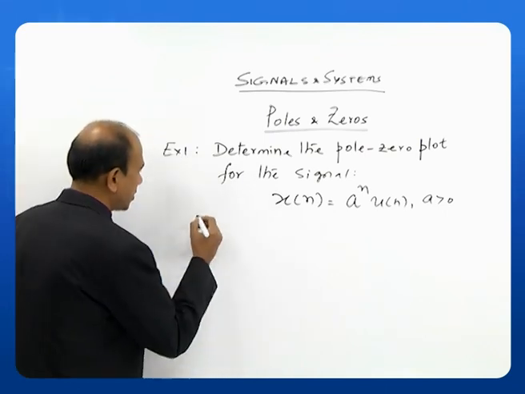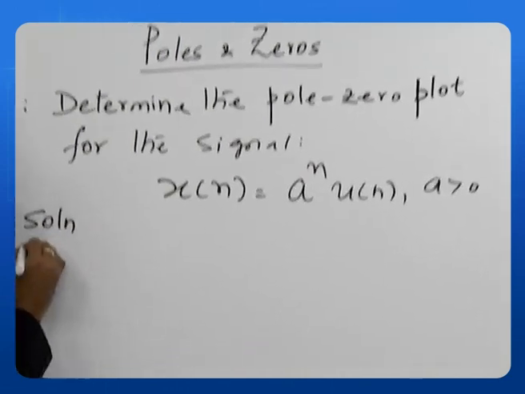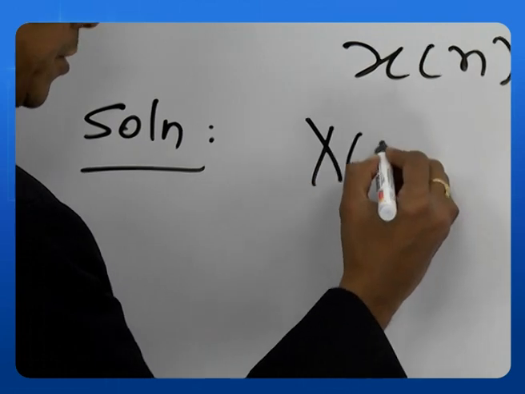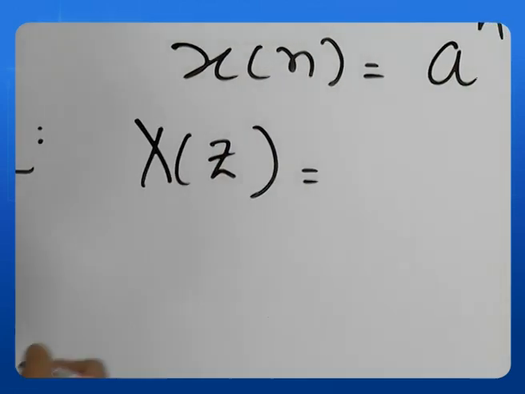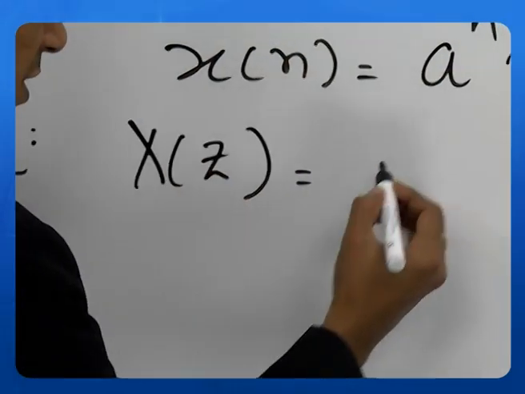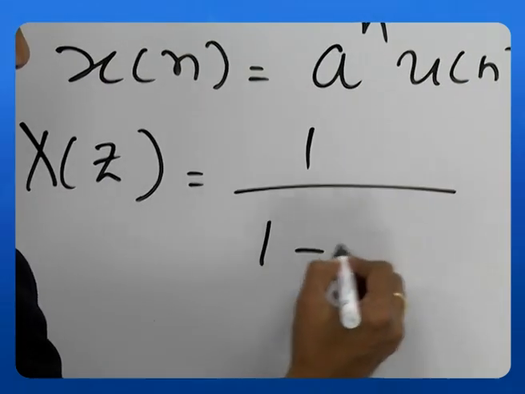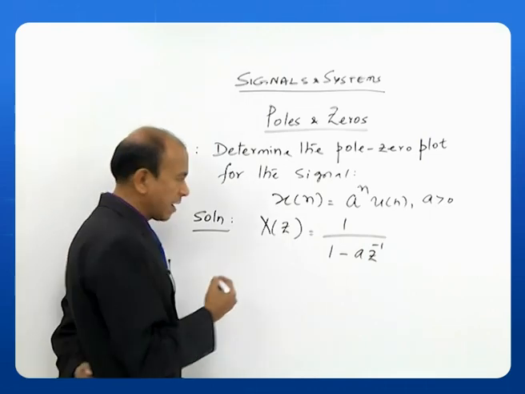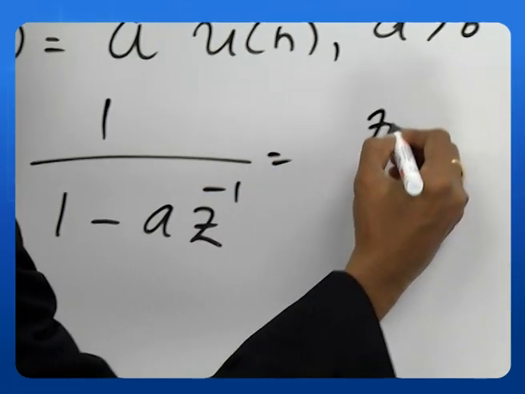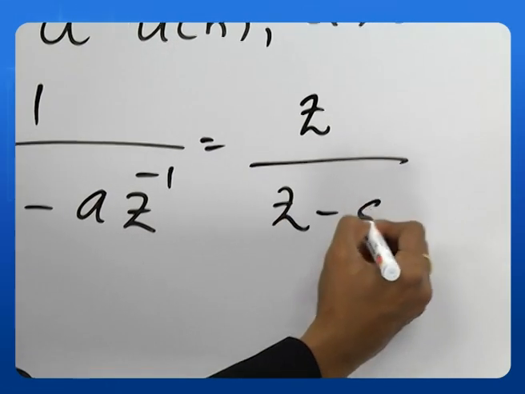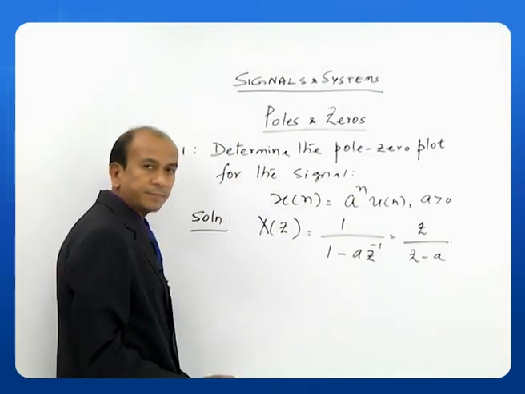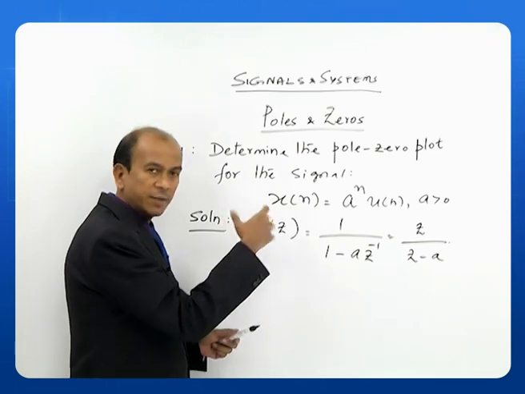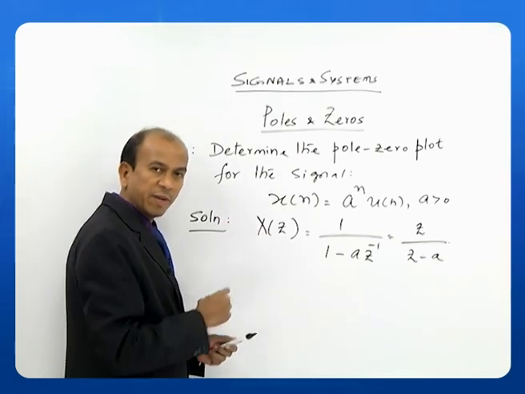Let us start the solution. Let us find X of z for this. X of z will be, as you have done earlier, equal to this. I can write this as follows. This we have already done earlier, where we calculated the z transform from a given signal.